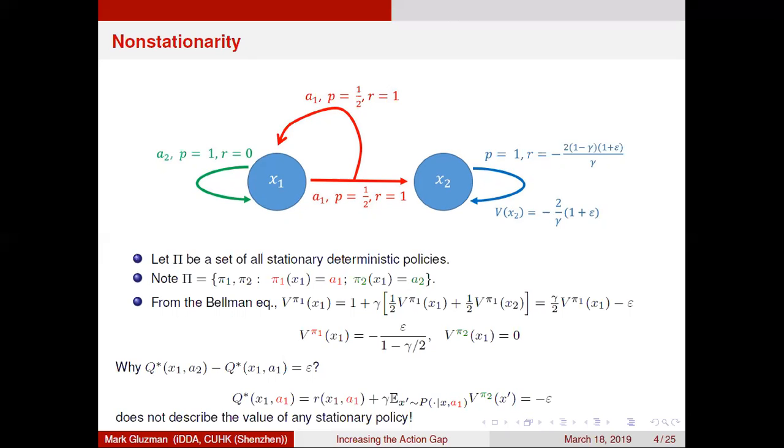Value function values, if we use pi 1 all the time, it's a fixed policy that we will use starting from X1 or pi 2. But Q value measures something different. If we look at what is Q star X1 A1, it means that first we use action A1 and then we follow the optimal policy, that is pi 2. So Q star X1 A1 doesn't describe the value of any stationary policy. In some sense, the difference of Q star and V is the first step.